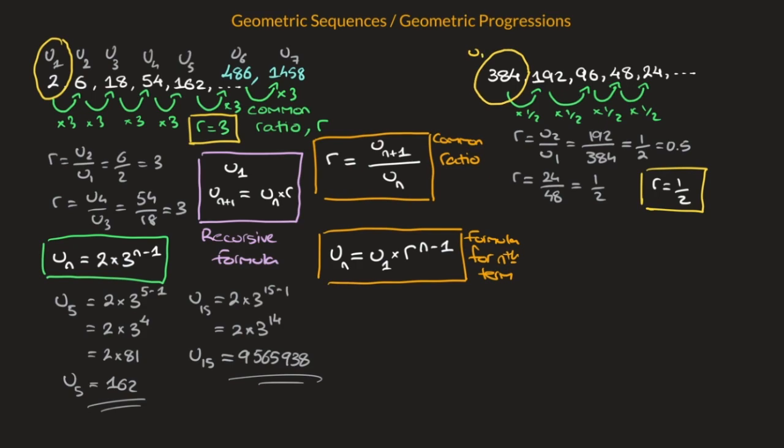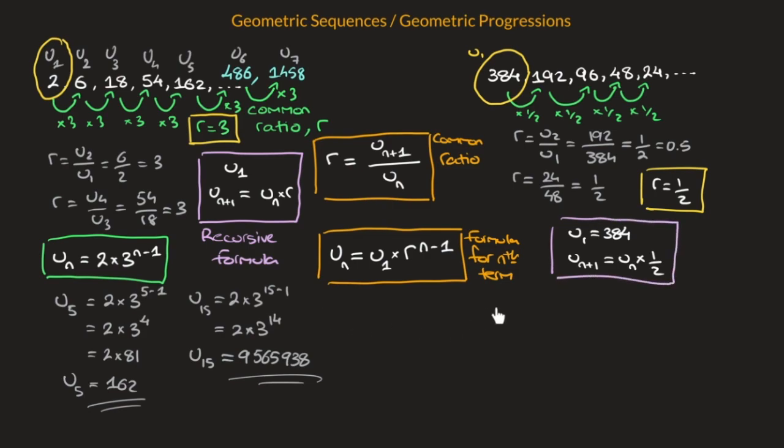And I'll start with the recursive formula, for which we'd simply state that u1 is equal to 384, and then I state the rule which allows us to get from any one term to the next. So in this case, that rule would be, to find the (n+1)th term, all we have to do is multiply the nth term by the common ratio, which is 1/2. Done. That's the recursive formula for this geometric sequence.